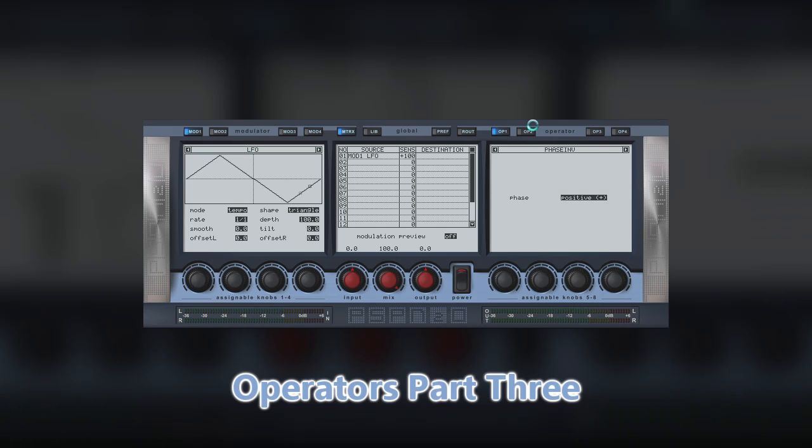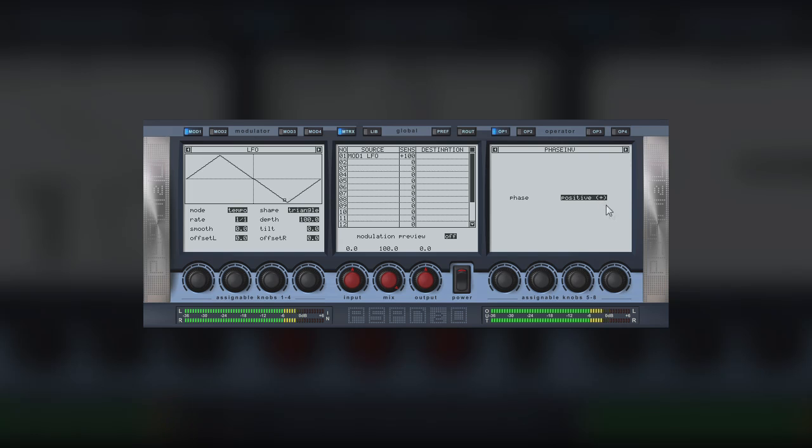The last operator is used to change the phase of the incoming signal. It consists of one control that allows you to switch from positive to negative. This in itself will not change the character of the signal being processed. However, it does change how the signal interacts with others.